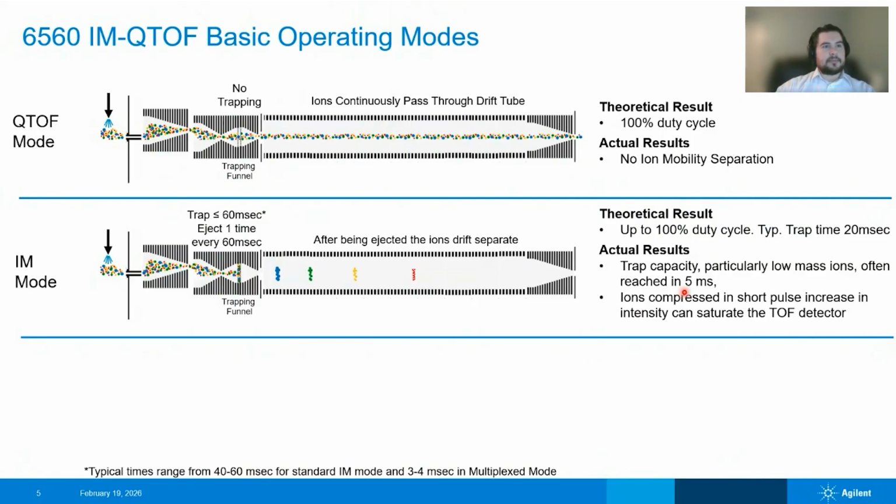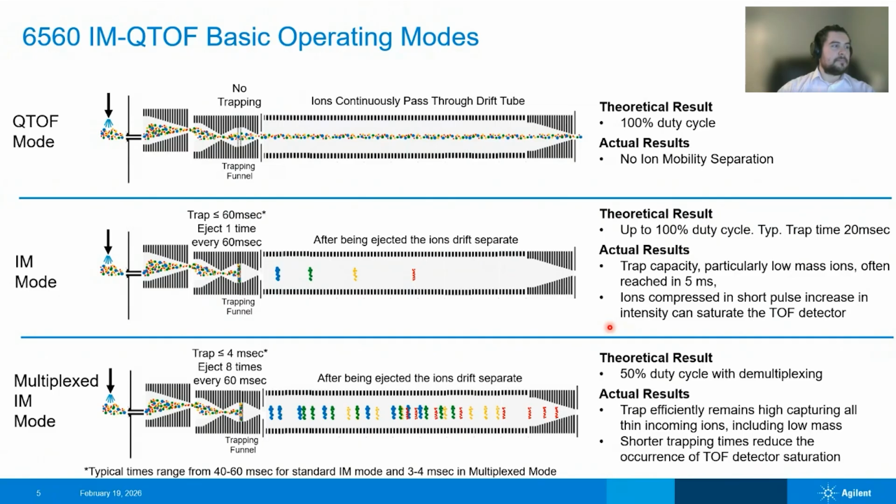What can happen, as with any trap, is space charging, so we are limited by the amount of ions that you're trying to cram in this trap. You're limited by the amount of charges. Typically the trap times are 20 milliseconds, but if you have really high abundant ions and you're filling the trap relatively quickly, you can start to see suppression or loss of low abundant ions from the trap.